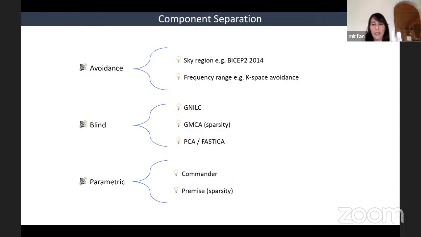Now, there are 3 things that you can do, and two of them count as component separation. The first one is avoidance. You're not trying to take a measurement that includes foregrounds and cosmology and then do some sort of separation between the two. You're trying to very cleverly plan your experiment so that you don't have to deal with the problem of foregrounds. You can do your avoidance by sky region, which we talked about before. There's also something a little bit clever you can do if you're using an interferometer, which is quite cool.